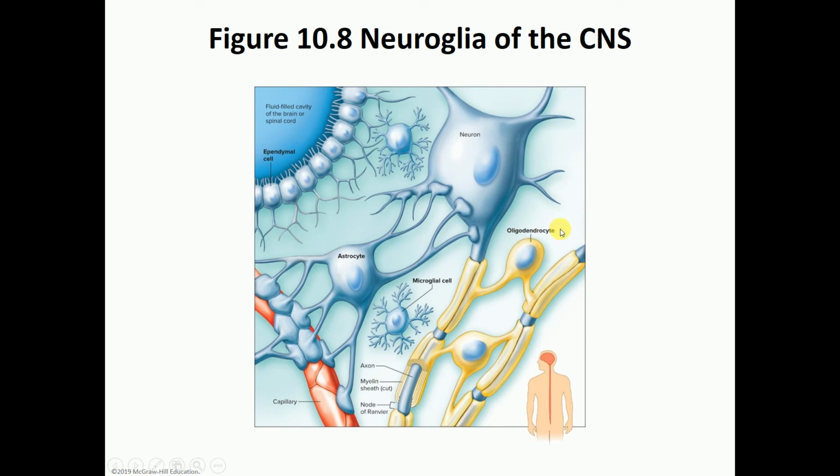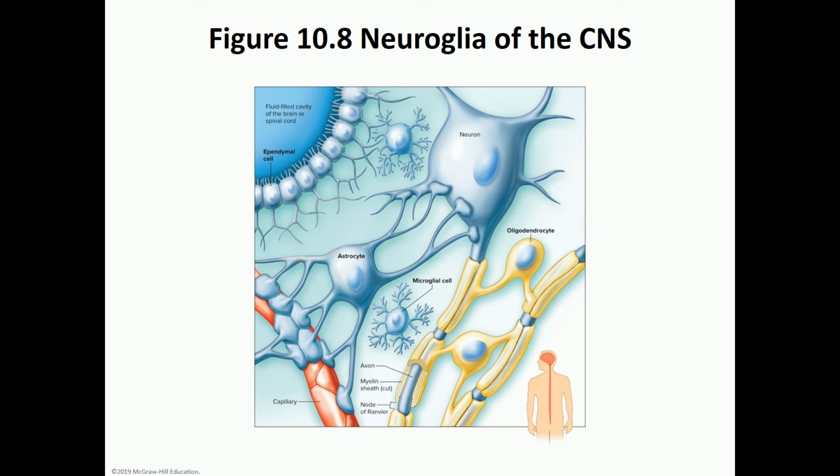Now the oligodendrocytes, so let's break down the name. Cyte means cell, dendro means dendrites, and oligo means few. So these are the cells that have few dendrites. And you can see here that these cells help in the making of the myelin sheath in the CNS.